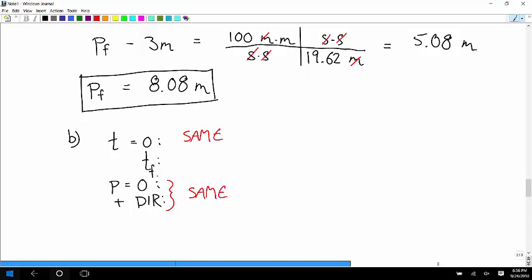So that means the one that we have to change is the time final. And that's because one of our instants has to correspond to the instant where we want to find stuff. And so our time final is going to be the instant when the ball returns to a height of 3 meters.